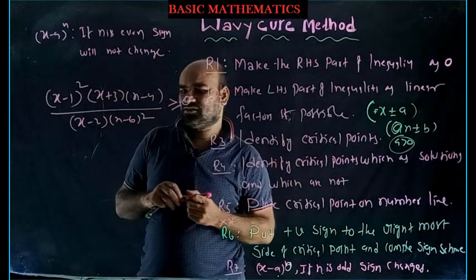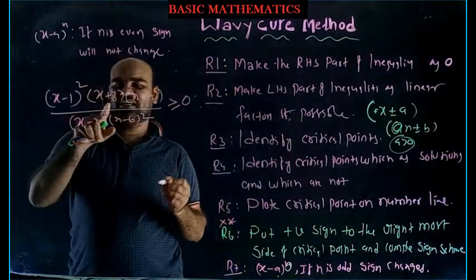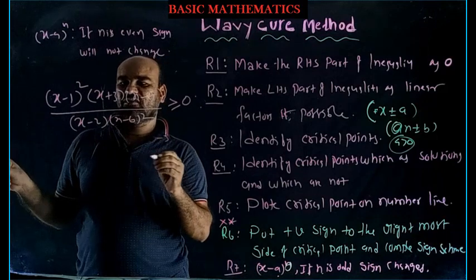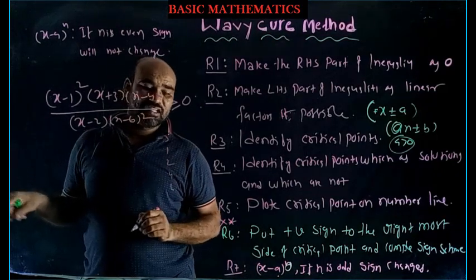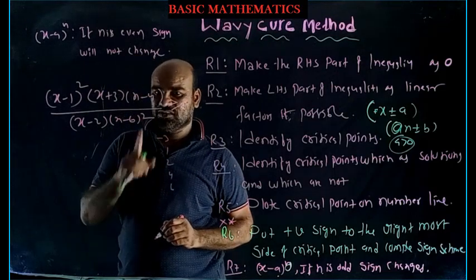Identify the critical points. Now I am identifying the critical points here. Minus 3 is 1 critical point, 1 is 1 critical point, 2 critical point, 4 critical point, 6 critical point. There are 5 critical points. Interesting problem.